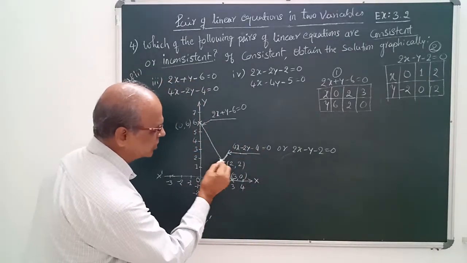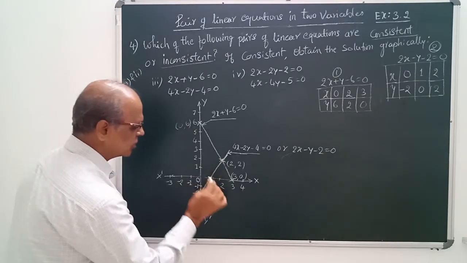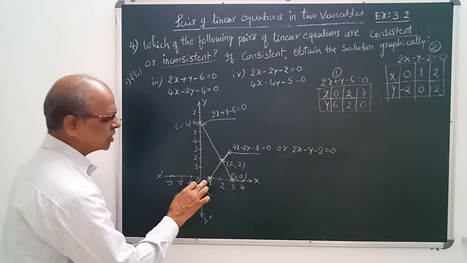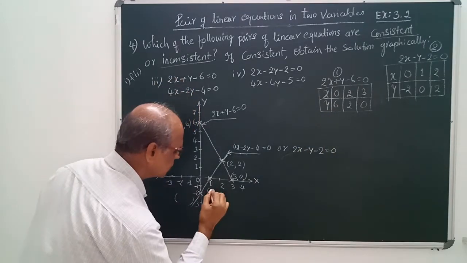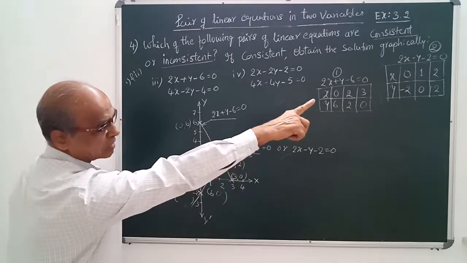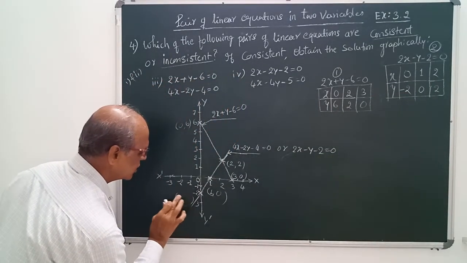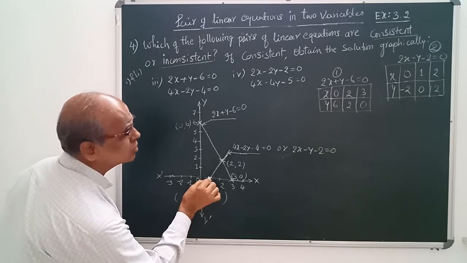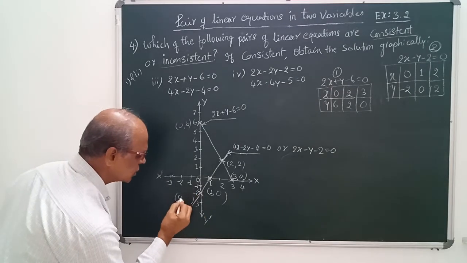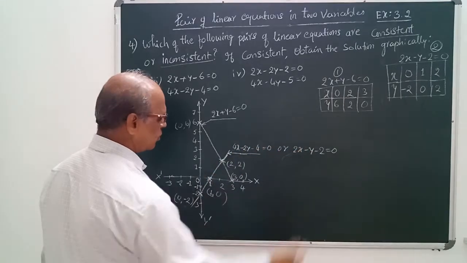Now the coordinate is already written: 2 and 2. Just write it here, or even below you can write it. This coordinate, you can write here: 1 and 0. That means this is 1 and 0. And the last one is 0 and minus 2. Here x is 0 and y is minus 2. So 0 and minus 2. These are the 1, 2 and 3 coordinates for the two equations.